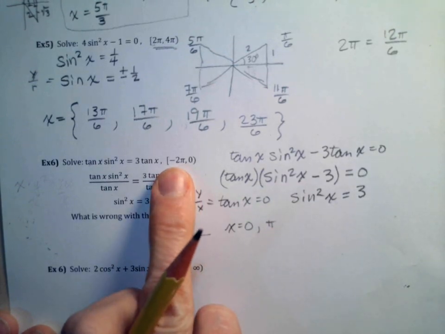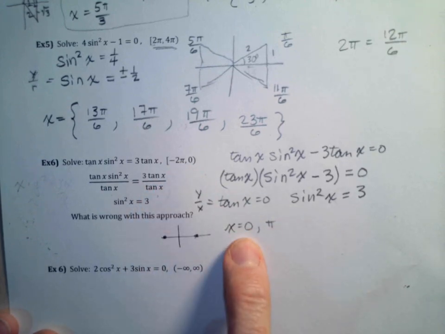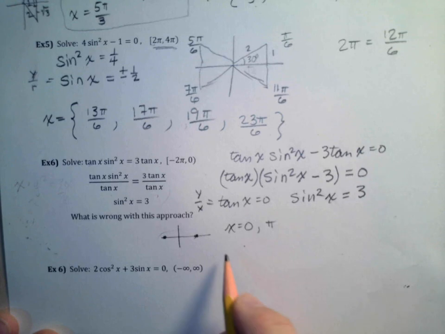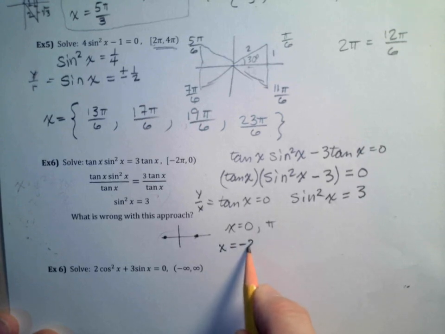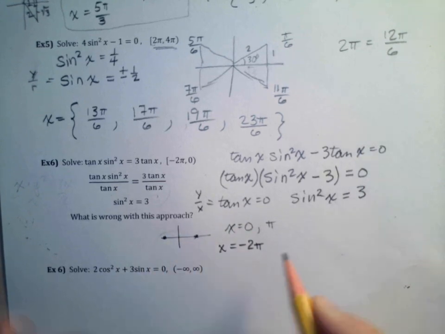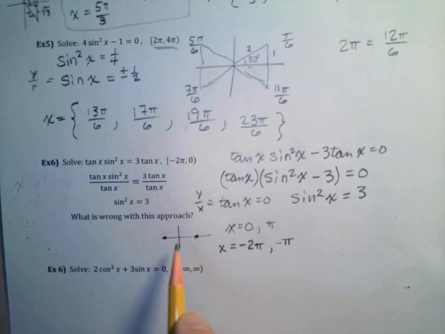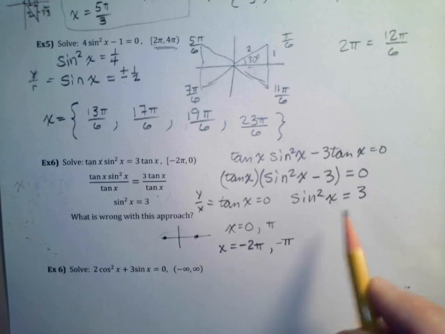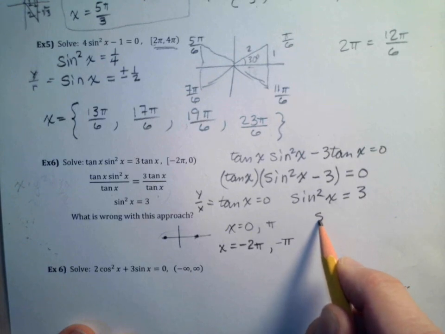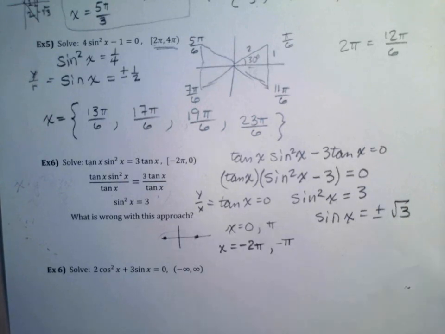But look at what we want, right? We want negative 2 pi to 0. So instead of 0, let's subtract 2 pi. So x is equal to negative 2 pi. And then instead of pi, I'm going to subtract 2 pi from pi and get negative pi. And then let's look at this one. I'm going to take the square root of both sides. So we get sine of x equals plus or minus the square root of 3.